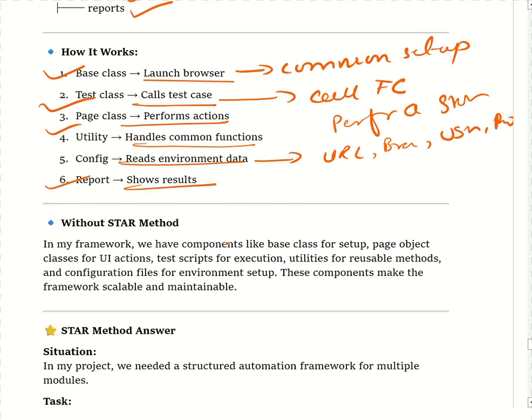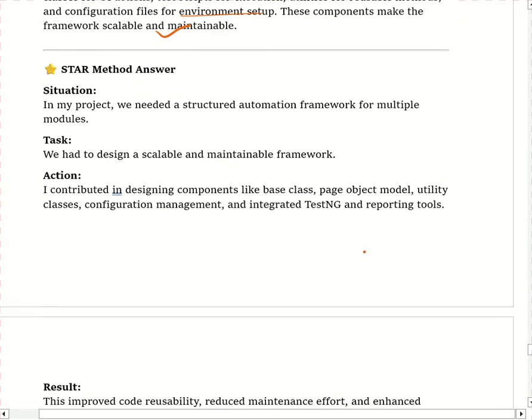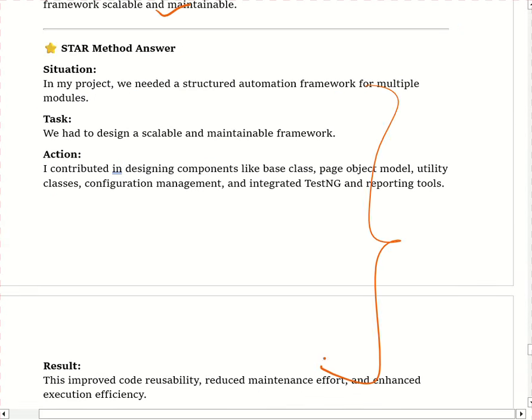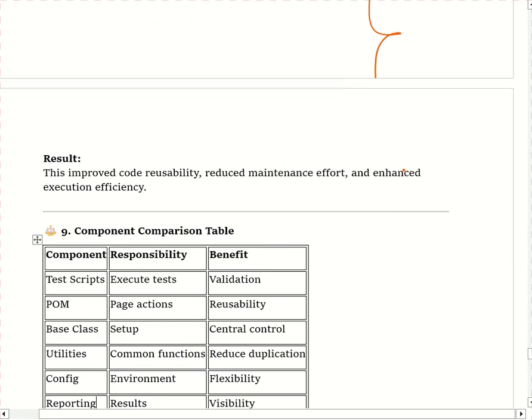So without STAR method, you should answer like: in my framework we have components like base class for the setup, page object class for the UI action, test script for the test execution, utility for the reusable methods, and the configuration file for the environmental setup, and these components make the framework scalable and maintainable. This is the STAR method answer, as you can see on the screen.